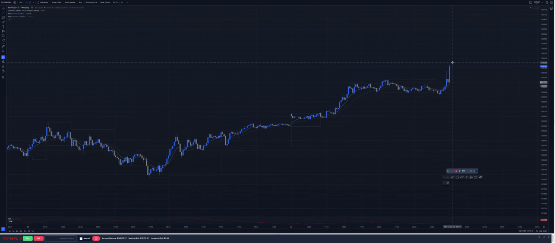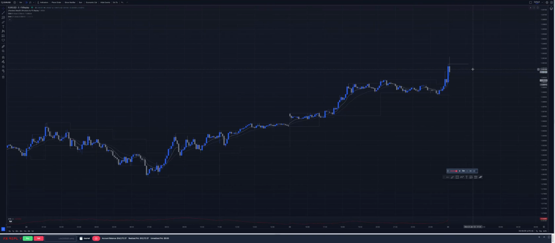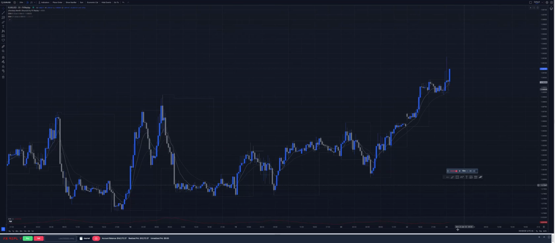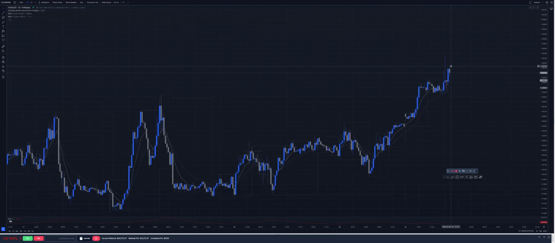Oh, actually, this gave us a valid entry off of this high too. Let's go look at the... Nope, candle hasn't closed yet. Never mind. So this was probably news. Let's wait for the candle to close. Candle closed right here. Let's look at the 4 hour.